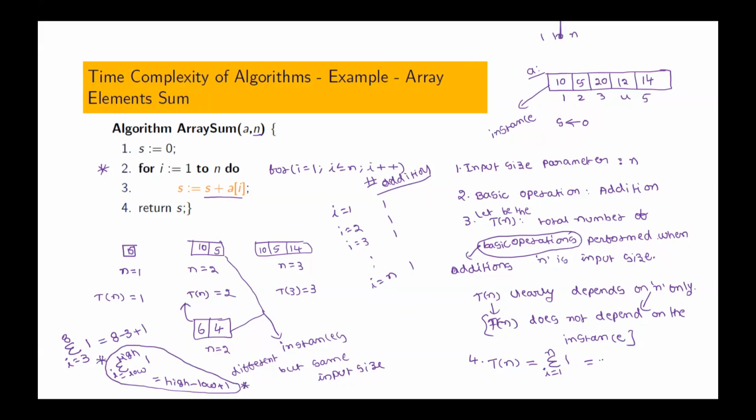So what is this value? Here high is n, low is 1, so n minus 1 plus 1. So it is nothing but n.